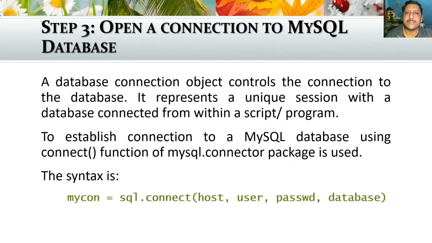Next, open a connection to MySQL databases. It is very simple. Just we have to write this sql.connect command, and this command needs 4 options. First is host, then user, then password, then database. Okay, so what is this connection? A database connection object controls the connection with the database.